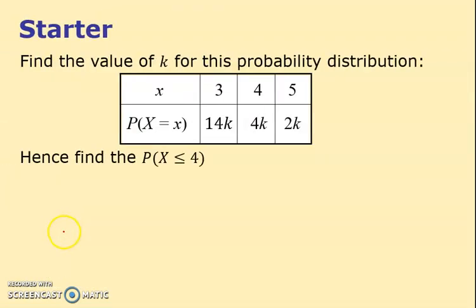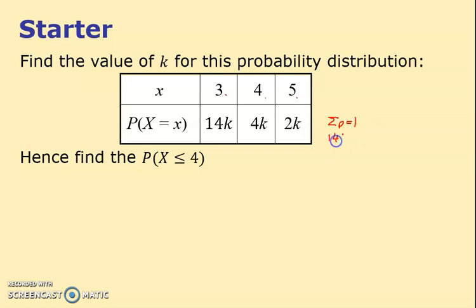Find the value of k for this probability distribution. It's a simple starter. We've seen this in normal maths, something very similar to it anyway. So the first thing you've got to do is work out what k is, because it doesn't tell me what the probabilities are. It tells me it can only take certain values. It seems that it only takes the values 3, 4 and 5. But other than that, it doesn't give me the probabilities. But we know the probabilities always add up to 1. So the sum of all the p's has got to equal 1.